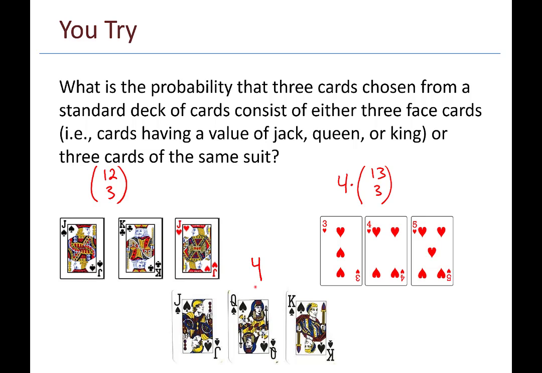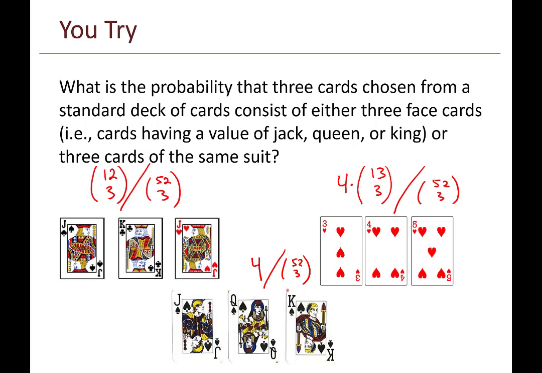So I've counted them, but now let's turn them into probabilities, because after all, I'm choosing these 3 cards from the entire deck. So in the first case, what's the probability that I choose those 3 face cards? It's 12 choose 3 out of 52 choose 3. And in the second case, out of 52 choose 3. And in the third case, out of 52 choose 3.